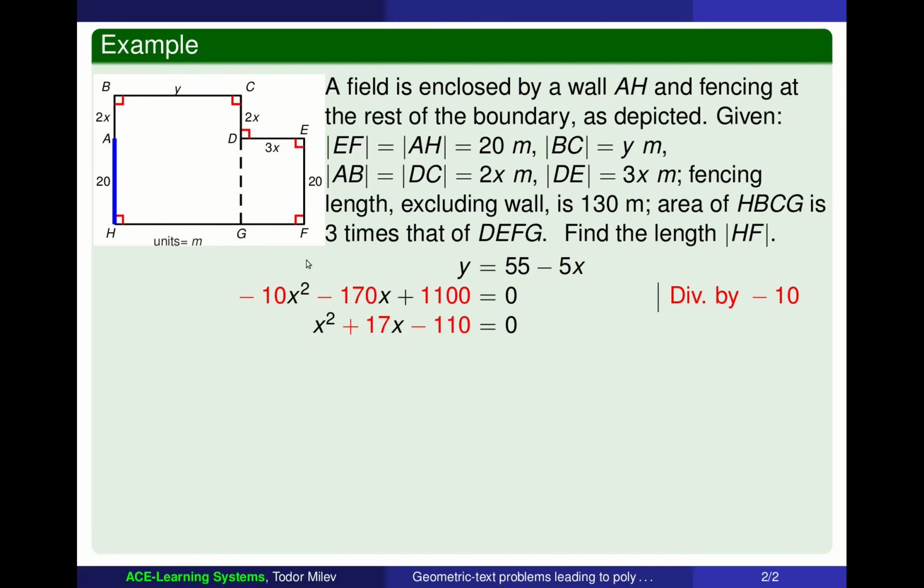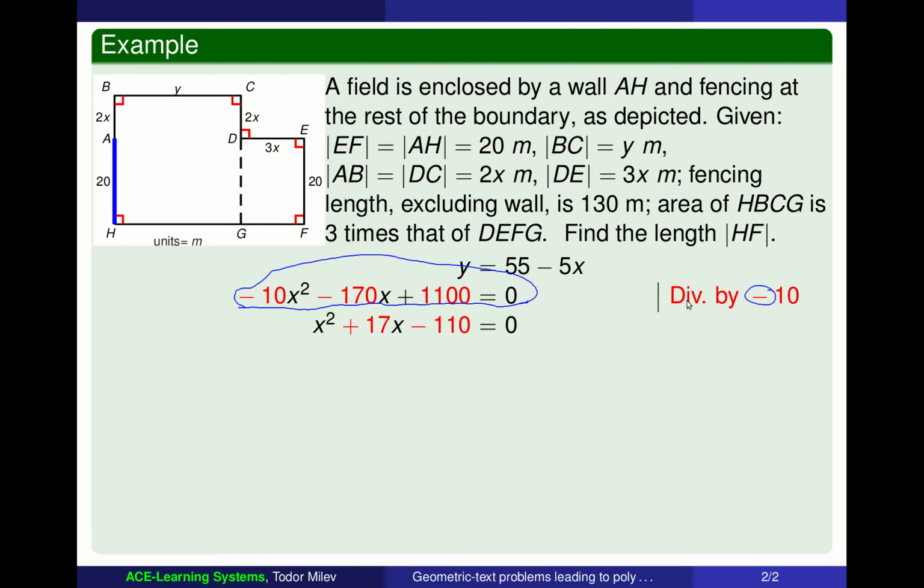this equation. Let us solve the equation negative 10x squared minus 170x plus 1,100 equal to 0. Now this is a quadratic equation, and I can solve it directly with the quadratic formula. But before I do that, let me notice that both sides of this equality are divisible by 10. So let me divide, actually by negative 10. So let me divide both sides by negative 10.